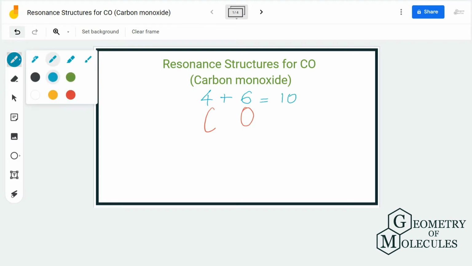To understand the resonance structure, we need to first find out the Lewis structure of this compound. As you can see here, there are 4 electrons for carbon and 6 for oxygen. If you place them normally, you would see that the octet of the carbon atom is not complete. So what we generally do is shift electrons from oxygen and form a bond between carbon and oxygen to try and complete the octet of carbon.